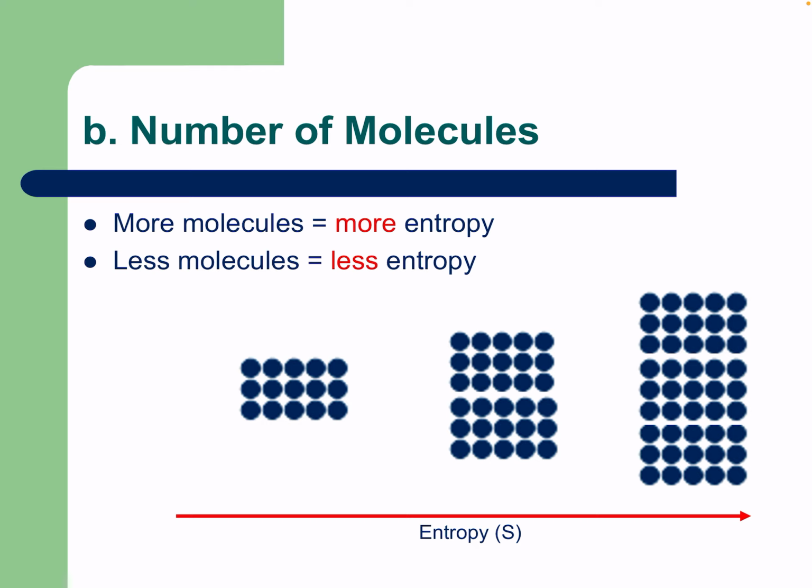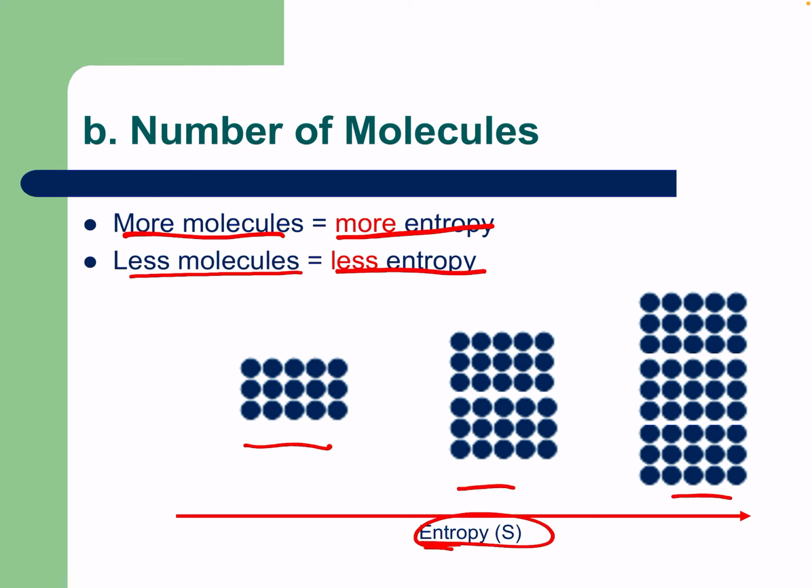Now the number of molecules. Simply, more molecules equals more entropy, less molecules equals less entropy. So again, this would be less disorder, and then more and more. Here you can see entropy increases with the number of molecules.